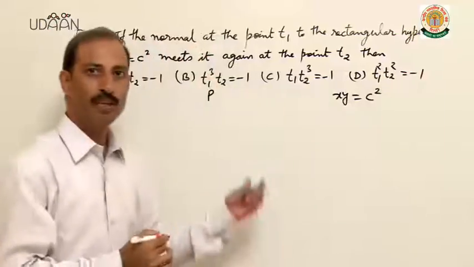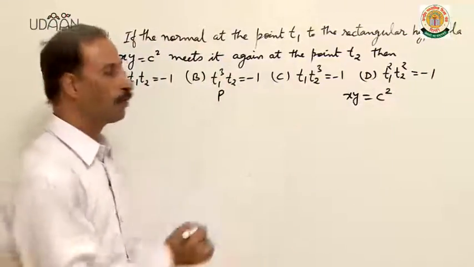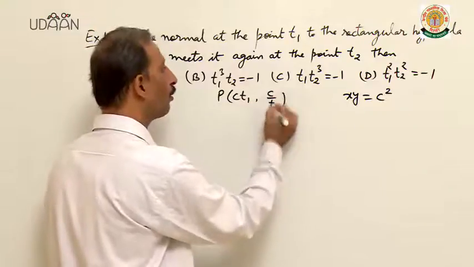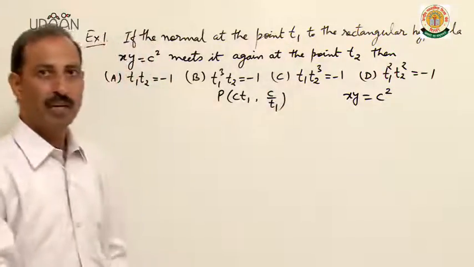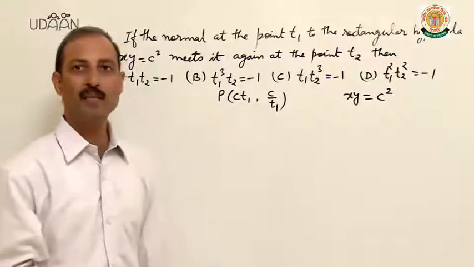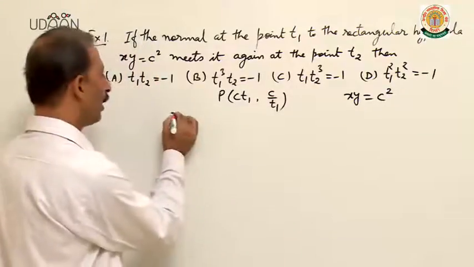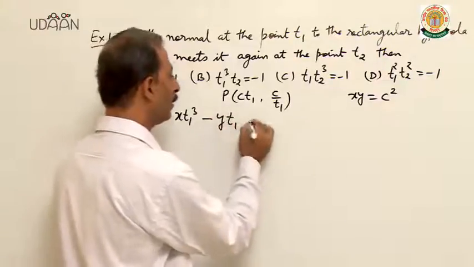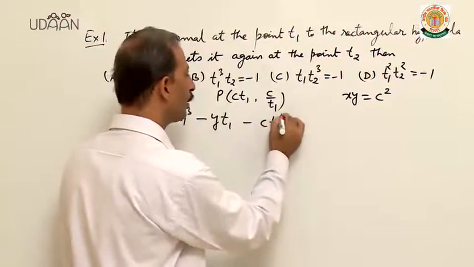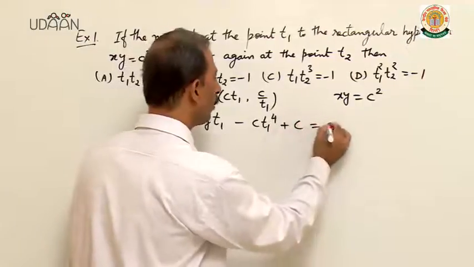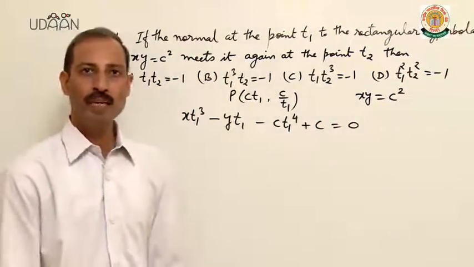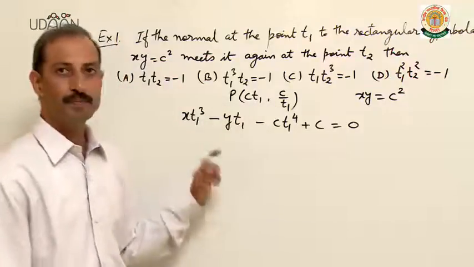So what are the coordinates of the point in parametric form? You know, c t1, c upon t1, because t1 is given here. Now the equation of the normal at the point t is x t1 cube minus y t1 minus c t1 raised to power 4 plus c equal to 0. That is the equation of the normal at this point.